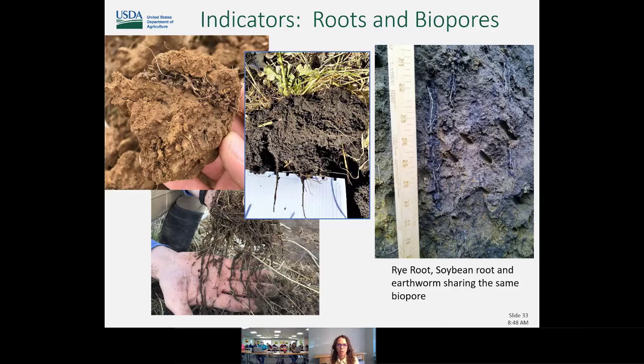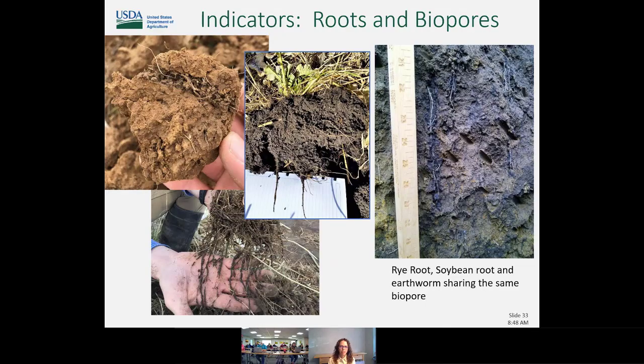The center image shows very healthy roots and development there. And then the image on the right, you can see some rye roots growing down. You can see that dark color around the root channel that reflects a buildup of organic matter and other nutrients. And there's an earthworm. There's some evidence of earthworm activity also in this image.